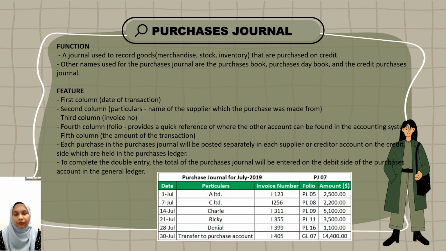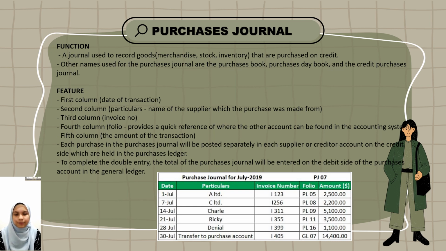There will be 5 columns in the purchase journal. The first column will be the date of the transaction. The second column will be the particulars, which is the name of the supplier which the purchase was made from. Next, the third column will be the invoice number. The fourth column is the folio, which provides a quick reference of where the other account can be found in the accounting system. And finally, the fifth column will be the amount of the transaction.